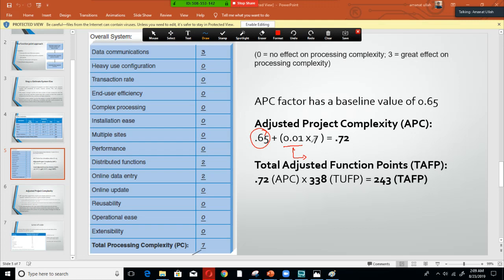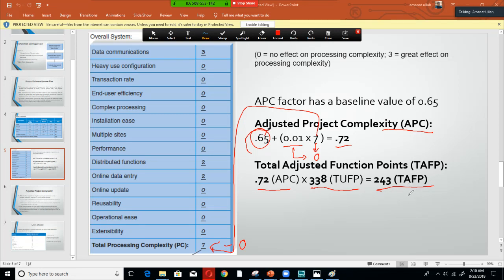And in the question you will be given a project complexity, the total processing complexity. If you are not given the total processing complexity, you have to assume that it's 0. So in our case, in the last question, we didn't have the processing complexity, so we have to assume it's 0. And after we find the APC, the adjusted project complexity, in this case it's 0.72, we multiply the APC with the total unadjusted function point to get the TAFP.